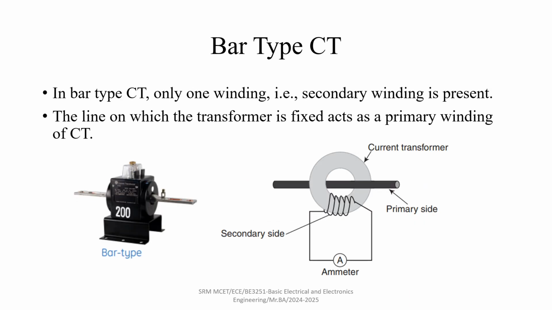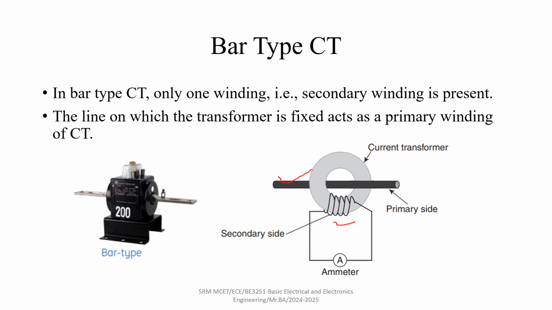The second one is a bar type current transformer. We can see from the diagram itself that it has only one winding, known as the secondary winding. This line acts as the primary winding in this bar type transformer. This line is going to be connected with our line current, so this rod acts as the primary winding.